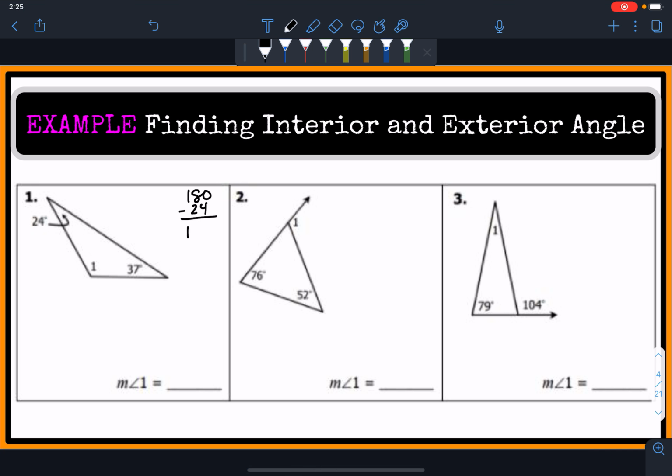So that's equal to 156. And then subtracting 37 is going to equal 119. So the measurement of that angle is equal to 119. Which is the same thing as getting 180 and subtracting the sum of these two, which is 61. And that's equal to 119.